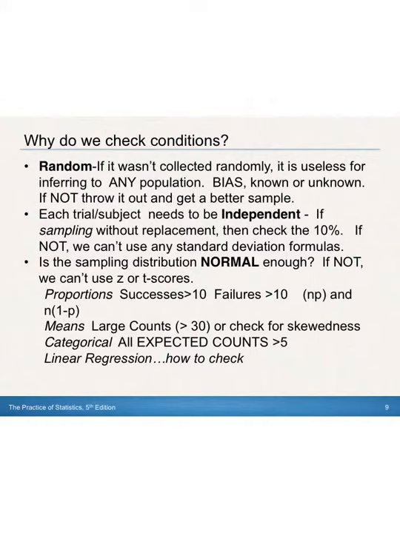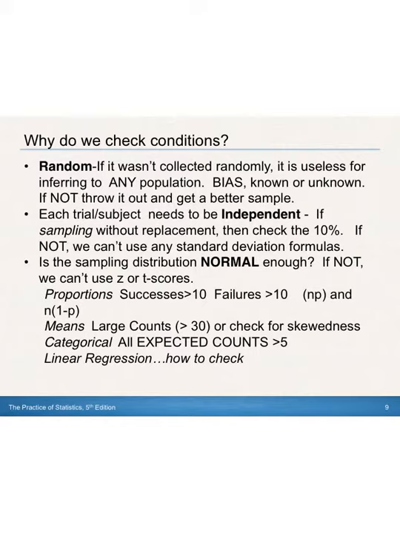Just a little reminder about why we check conditions. For one, we check random because if the information wasn't collected randomly, it is useless for inferring about any population. Bias, known or unknown, might be present, and so if it's not randomly collected, throw it out, get a better sample. Each trial or subject needs to be independent, and so if we're sampling without replacement, then we need to make sure that we aren't sampling more than 10% of the population. So if that is not met, then we can't use our standard deviation formulas.